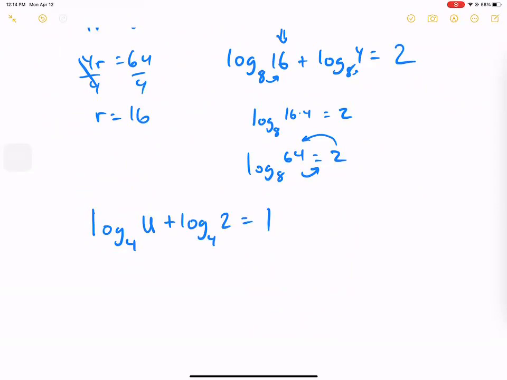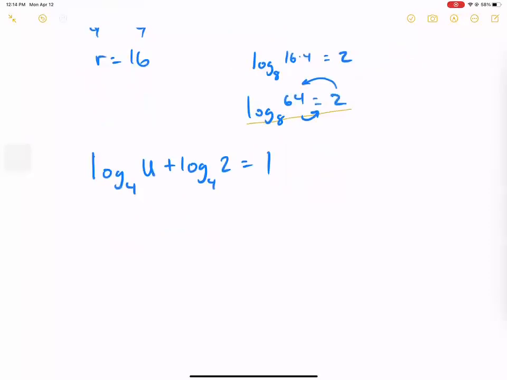And in my mind, I can't think of a number, right? What exponent plus an exponent equals 1? I don't know. 4 to what exponent plus 4 to the second exponent equals 1? I don't know. So let's rewrite this as one big log. Log base 4. And again, what do we do when we're adding? We're multiplying. I'm going to write this as 2 times u. The order doesn't matter here, so 2u.